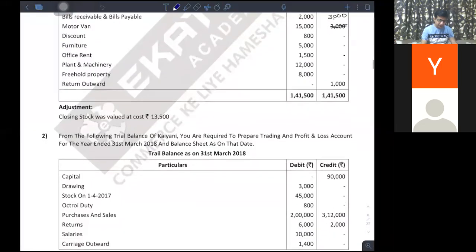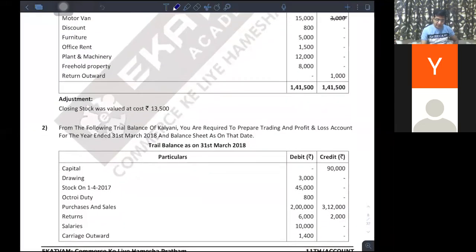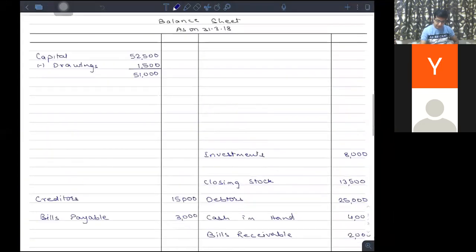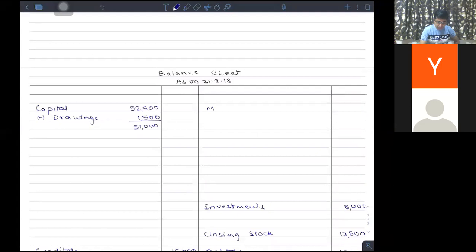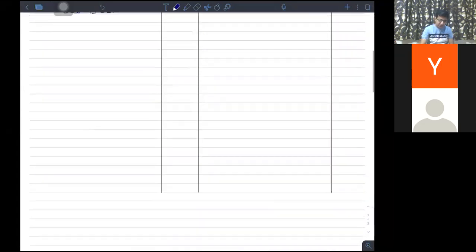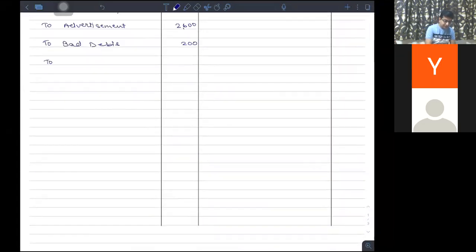Next, motor van will appear as such. Discount will go into the P&L account. So motor van in the balance sheet asset side, because it is your fixed asset. A long-term asset is what we call a fixed asset. I hope you remember this. And P&L account debit side, to discount 800. All right.